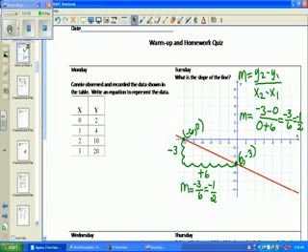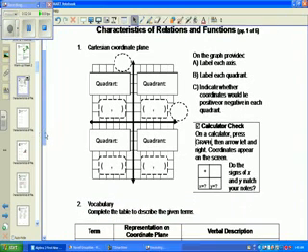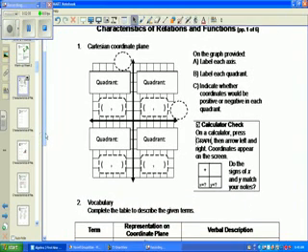Let's get out what we picked up today, which is going to be our characteristics of relations and functions. We need to make sure we pay close attention to what's going on today, because a lot of this is going to be a repeat of what we did, and a lot of you didn't pick up on how to do it. We didn't do too well on our test. So we need to make sure we're paying attention.